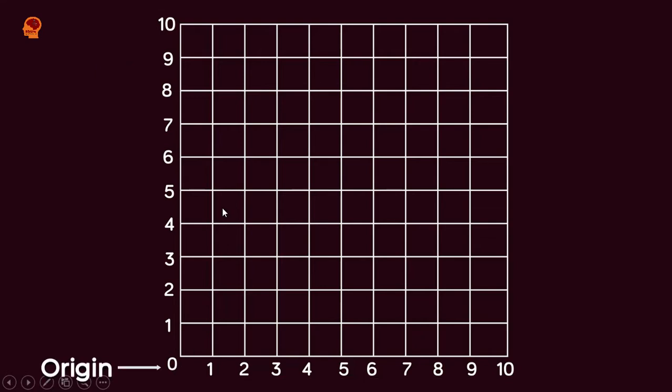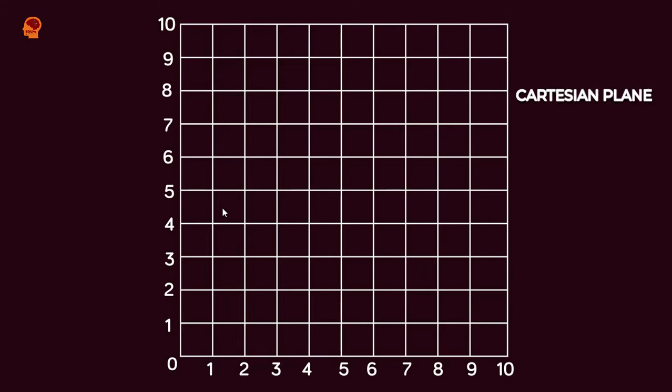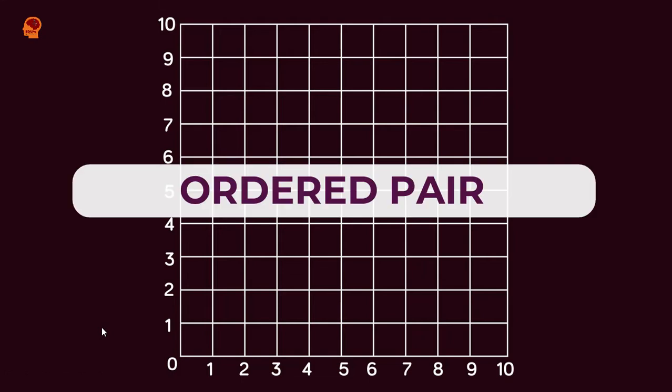Do not forget that the coordinate graph can also be called the Cartesian number system or Cartesian plane. The Cartesian coordinate system can be used to plot points and graph lines. So that is what this graph is used for. Now I am going to talk about the ordered pair.